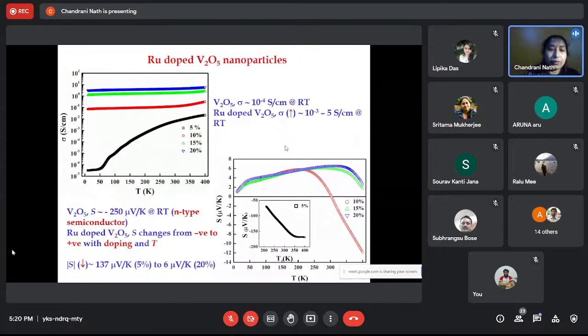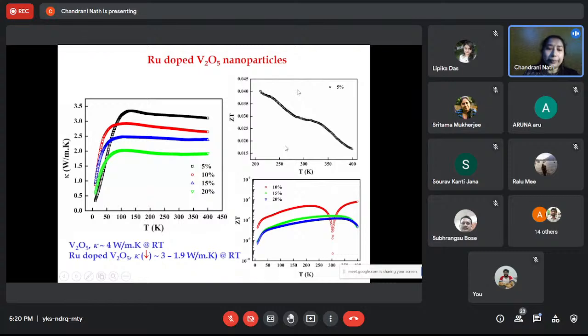For undoped V2O5, S is about 250 microvolt per Kelvin, but as we increase the doping, the S value also decreases. For 5% it decreased to 137 microvolt per Kelvin. For 20%, the value is close to 6 microvolt per Kelvin.